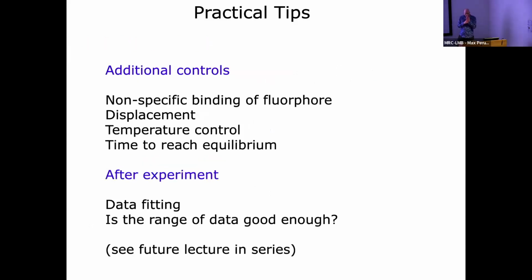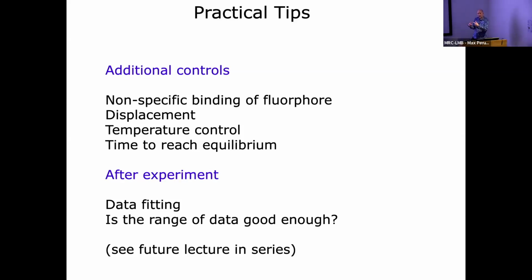Additional controls, these are quite important. If you've got something labeled and you're looking at binding, then a binding partner, make sure that the binding is to the protein and not actually to the fluorophore. Of course, you can do that easily by just having a free fluorophore and your binding partner.